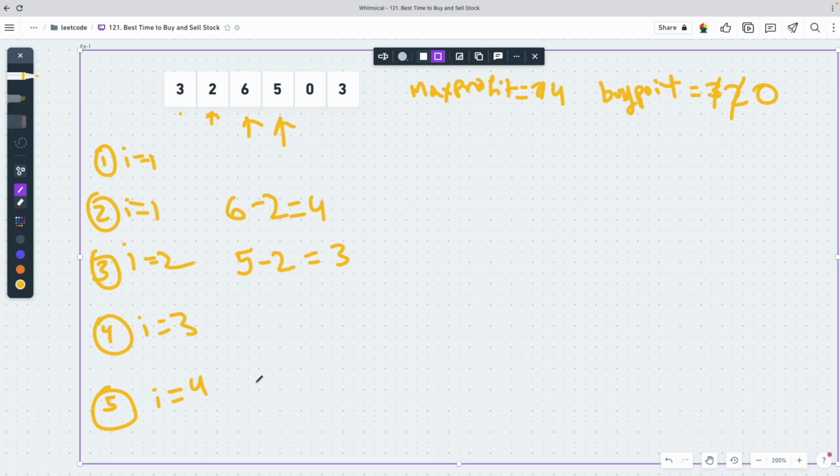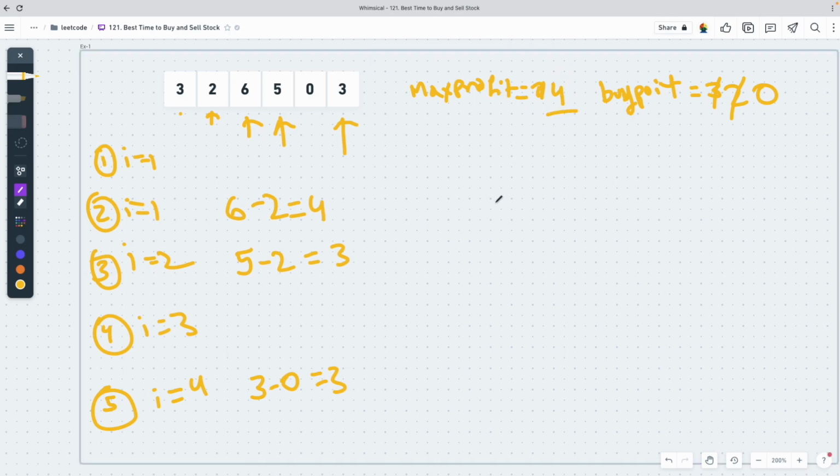Now when I equal to 4, we are at 3. So is 3 less than the current buy point? No. Current buy point is 0 and this value is 3. So 3 cannot be a buy point, but 3 can be a sell point. So if 3 is a sell point, what will be the profit? Profit would be 3 minus 0, which is 3. So is 3 greater than the current profit we have? No. Our current profit is bigger. So our profit will still be 4. So 4 is our answer.